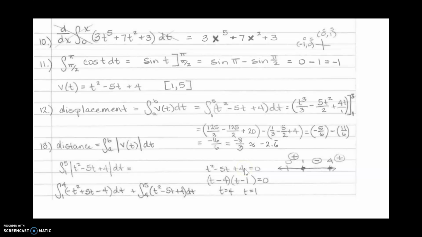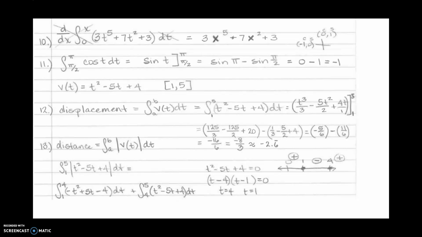So for our problem, we were going from 1 to 5, okay? So from 1 to 4, it's negative. I'm going to use the opposite. And from 4 to 5, it's positive. I'm going to use the original function. So you can see over here from 1 to 4, we used the opposite. And then from 4 to 5, we used the original function.